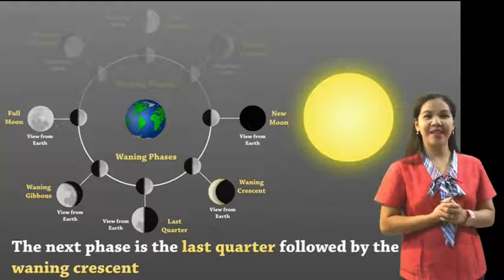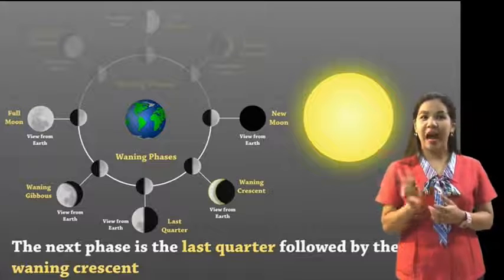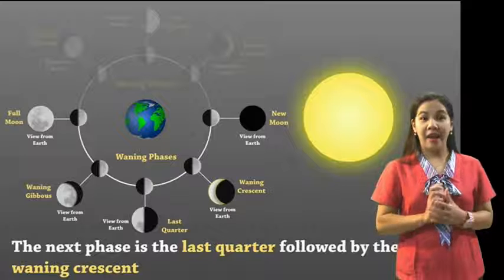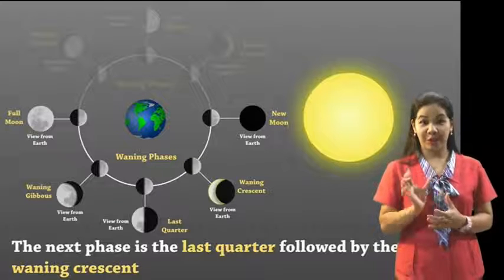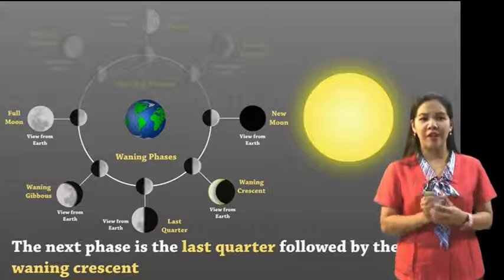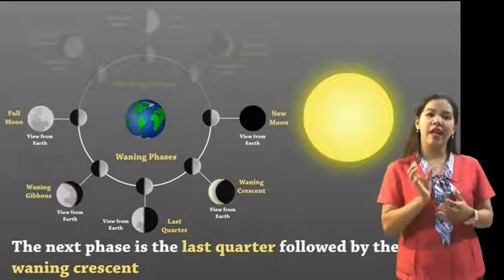The waning crescent moon. This moon can be seen after the last quarter moon and before the new moon. The crescent will grow smaller and smaller every day until the moon looks like the new moon.